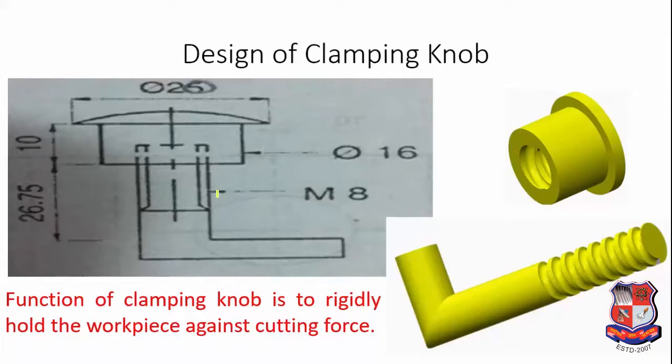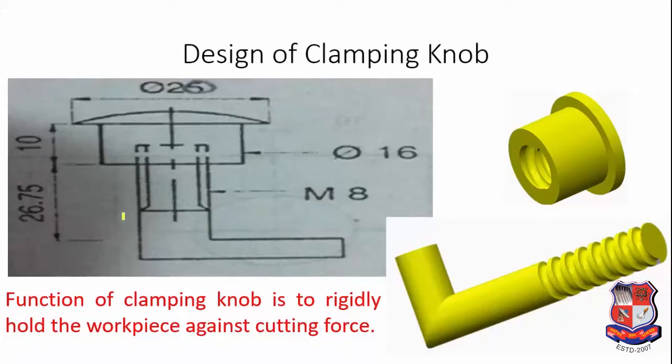So we have used a M8 clamping knob, L-shape clamping knob. 8 is the diameter of this knob, and M means metric thread of this L-shape knob. We have used a metric thread. This knob is of 20 mm diameter, and this diameter is 16 mm, an internal thread of 8 mm that will fit to this threaded part, and there is also a metric thread.